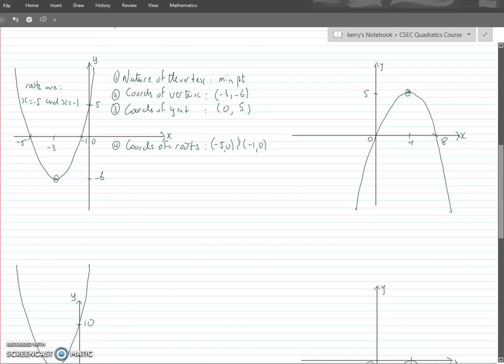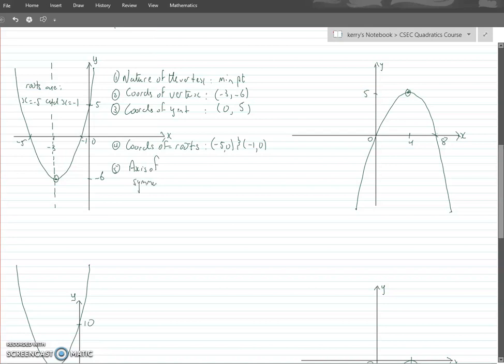And the last thing that we usually do is find the axis of symmetry. Remember, a line of symmetry is a line that divides a shape into equal parts, and an axis of symmetry does the same. This axis of symmetry passes through the x-axis at -3. So we want the equation of the axis of symmetry.